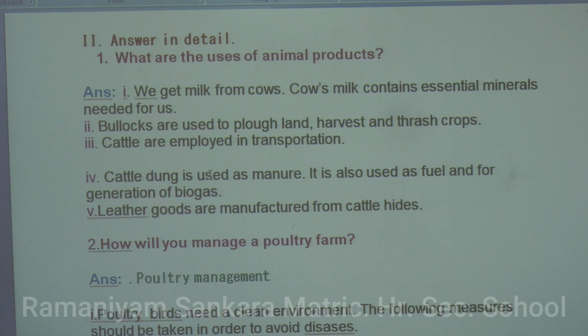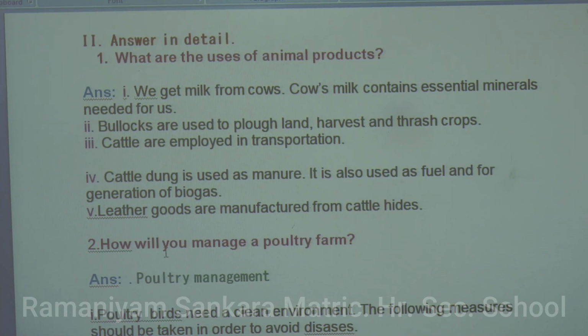Next, cattle dung is used as manure. It is also used as fuel and for generation of biogas. It is used as a natural manure. And it is also used as fuel. Instead of LPG gas we can also use this cow dung gas. Finally, leather goods are manufactured from cattle hides. We use the leather from cattle hides for many purposes.